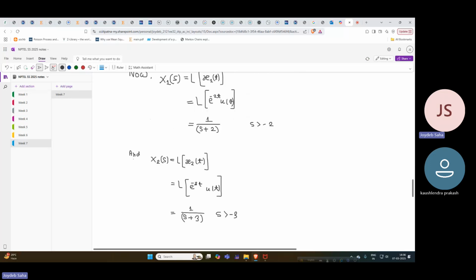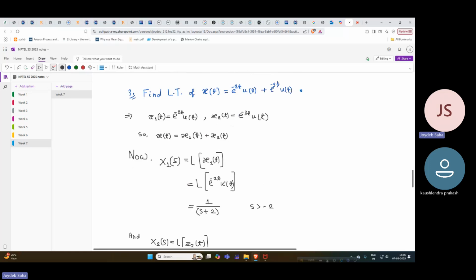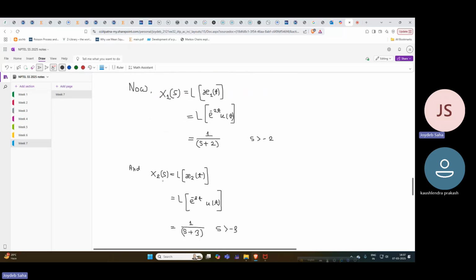Up to this it was simple. What we have done, we have calculated the Laplace transform of x1(t) and x2(t) individually. And X1(s) is 1 upon s plus 2 with the region of convergence s greater than minus 2. What is X2(s)? It is the Laplace transform of x2(t), and it is 1 upon s plus 3 with the region of convergence s greater than minus 3. Fine.